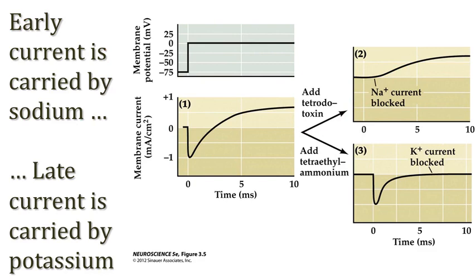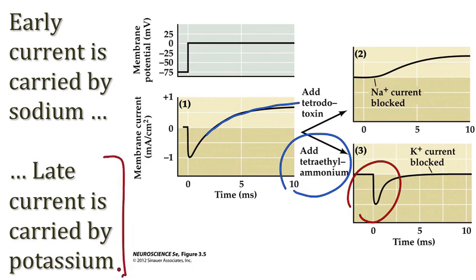Now, additional experiments were done using a tetraethylammonium ion, which is now known to block potassium channels. And when that ion channel blocker is applied to this preparation, what we find is that the delayed outward current is removed, and all that we find is the transient inward current. So this is very good evidence supporting the conclusion that the late current is indeed carried by potassium ions.